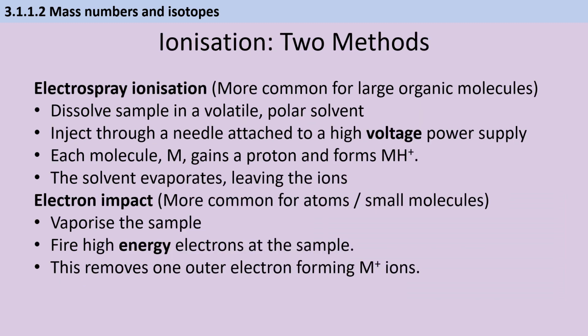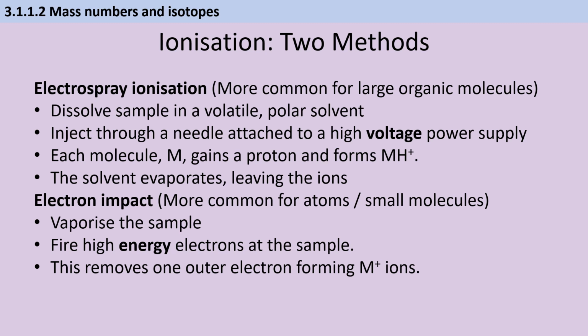The first step in mass spec is ionization, and depending on the kind of substance that you're trying to analyse, you might use one of 2 different methods. If we have a large molecule like a protein that could fragment easily, then we're more likely to use electrospray ionization. This is where the substance is dissolved in a volatile polar solvent like water or methanol, and then it's injected through a needle that's attached to a high voltage power supply. In that process, each molecule gains a proton, and this gives the final ion a positive charge and an atomic mass 1 unit heavier than the original molecule.